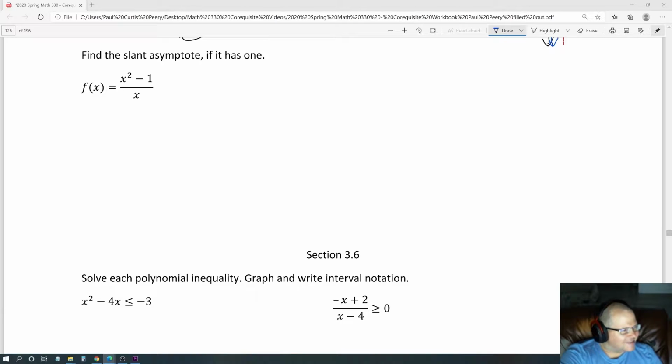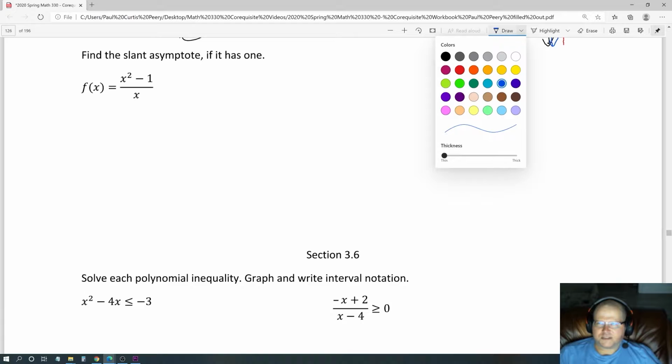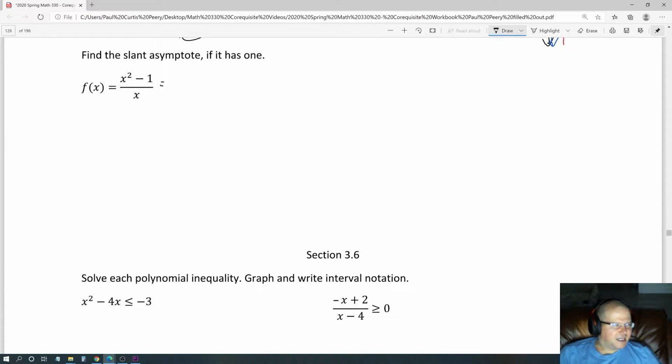Find the slant asymptote if it has one. So this is actually an easier problem. It doesn't say to do all that other stuff, so we just find the slant asymptote. And to find the slant asymptote, you divide.